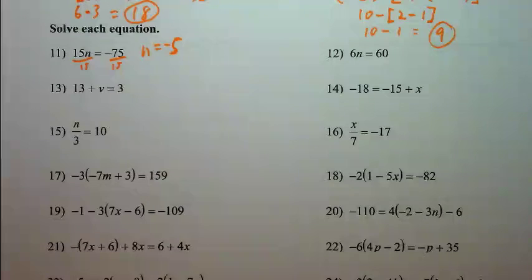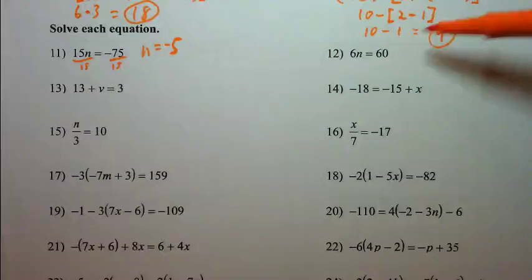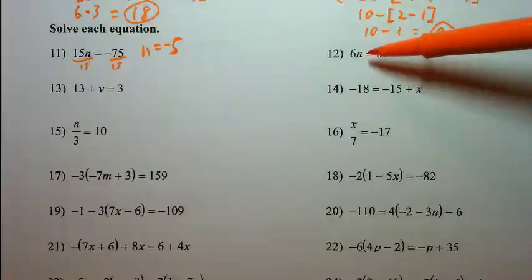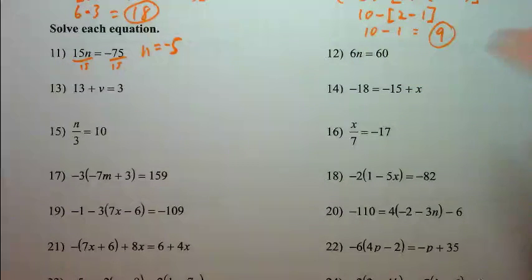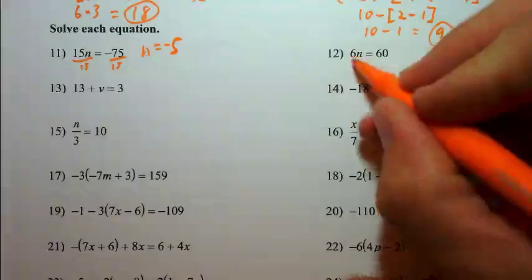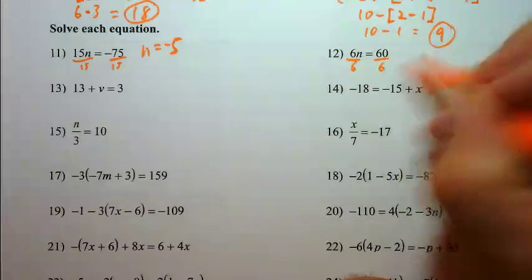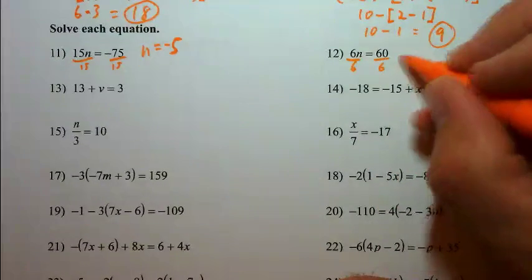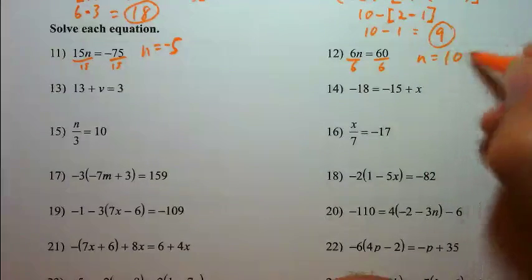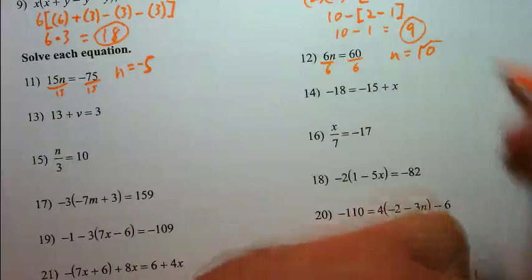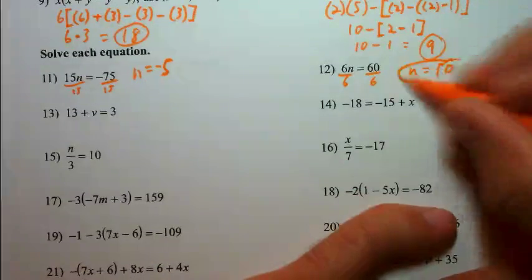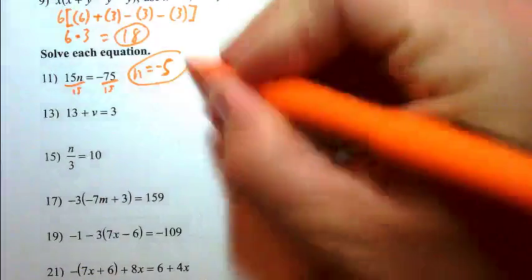On 12, we have 6n equals 60. So we're going to divide both sides by 6. We end up with n equals 10. Oops. Maybe move the paper there. N equals 10.